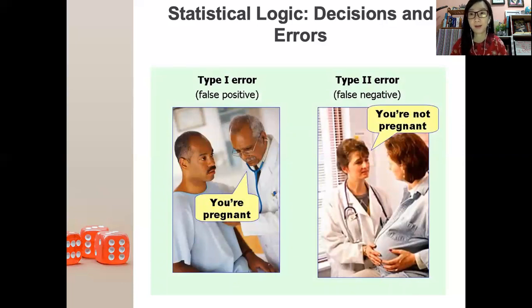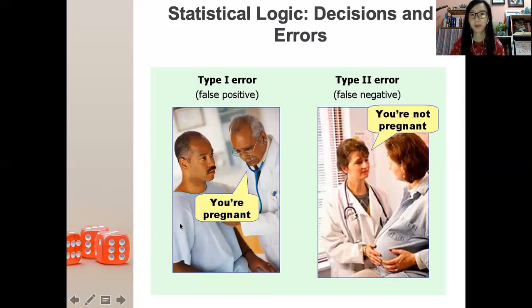This is related to the acceptance and rejection of the null hypothesis. When you have a type 1 error, or the false positive, something like this. So the man here is definitely not pregnant, can't be pregnant, right? But because there's an error in the analysis, in the statistical logic, here the doctor has drawn what we call the type 1 error conclusion. So he concluded that the man, based on the result of the test, was pregnant, positive.